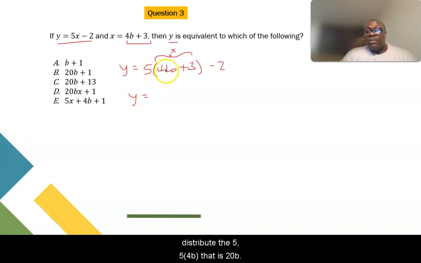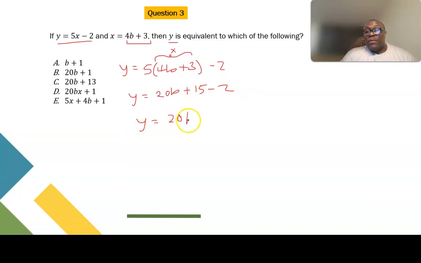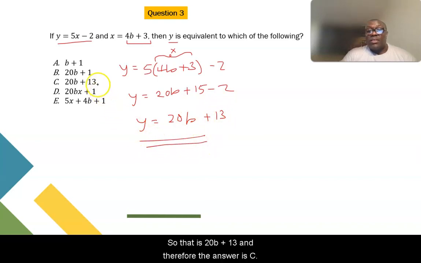Distribute the 5. 5 times 4b, that is 20b. And 5 times 3, that is 15. And you are subtracting 2. Then you simplify. You get y equals 20b, and 15 minus 2 is 13. So that is 20b plus 13. And therefore the answer is C.